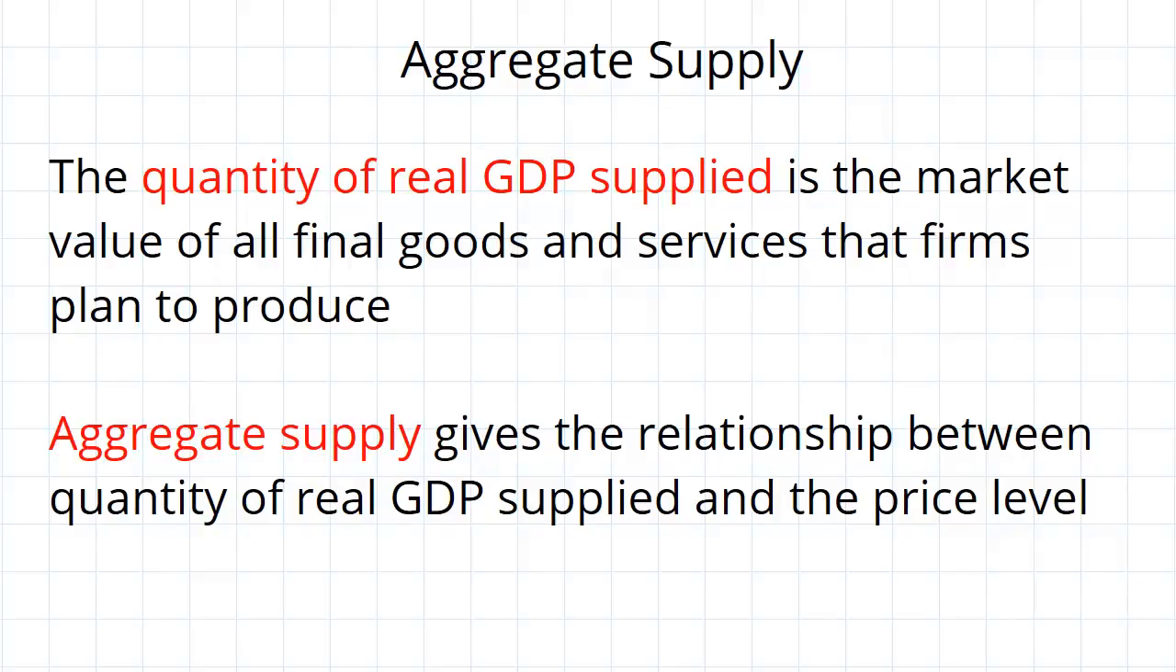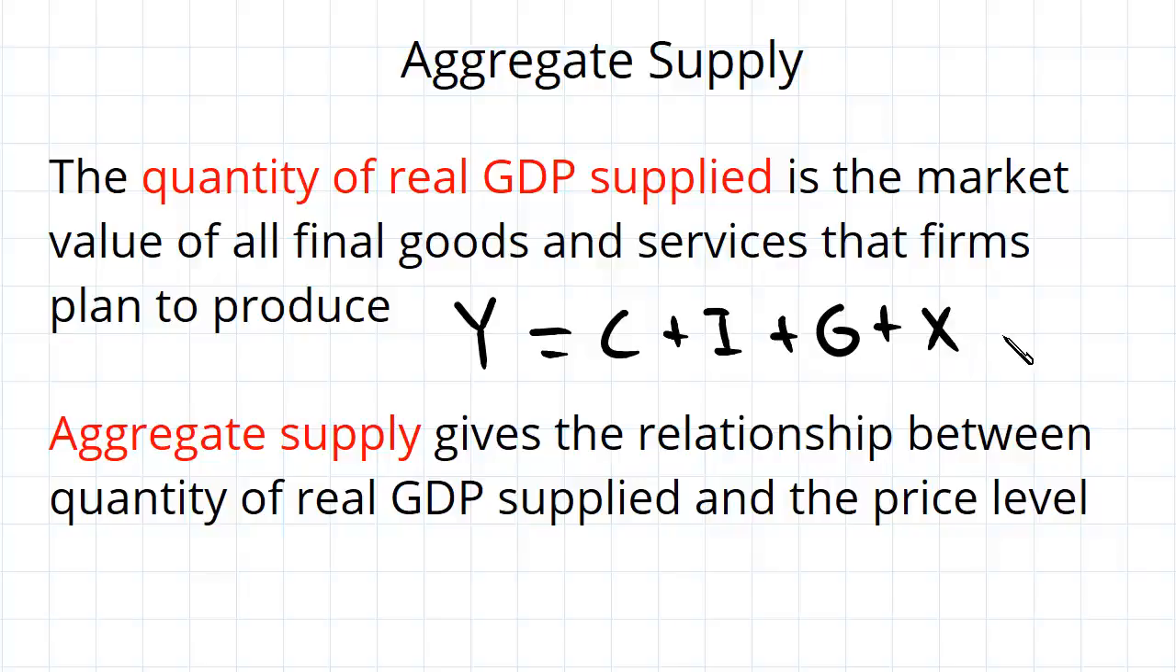Quantity of real GDP supplied is the market value of all the final goods and services that firms plan to produce. Now if we take that equation we've got, Y equals consumption, investment, government spending, and net exports. We know that both sides of this equation give us GDP and that this holds true when we have equilibrium. Real GDP supplied is basically the left-hand side of this equation.